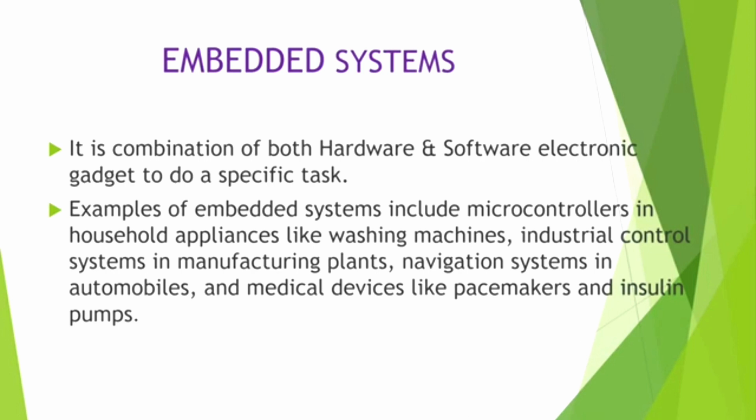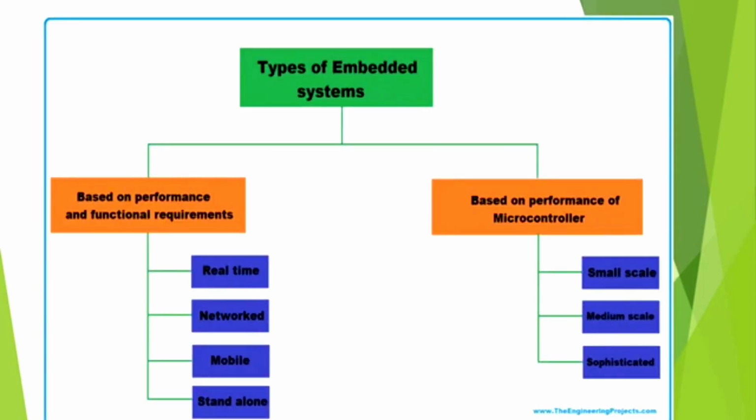Coming to embedded systems: an embedded system is a combination of hardware and software electronic gadgets to do a specific task. We can see embedded systems everywhere in daily life, like microwave ovens, ATM machines and ACs. Other examples are washing machines, refrigerators, manufacturing plants, industrial control, navigation systems in automobiles and medical devices. In every industry, embedded systems are implemented. That is a brief intro to embedded systems.